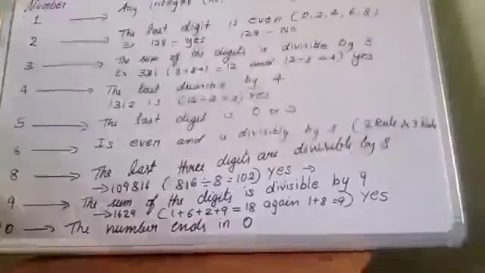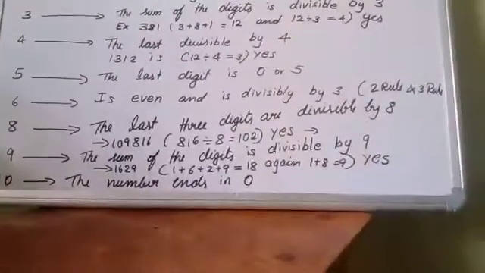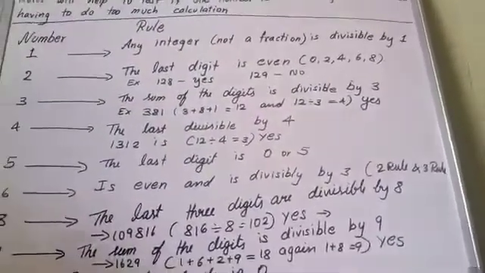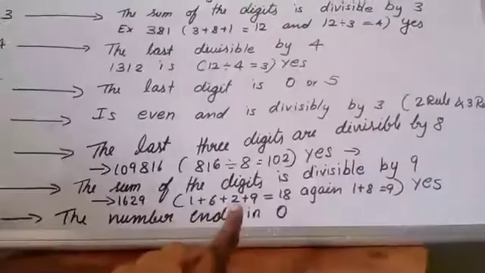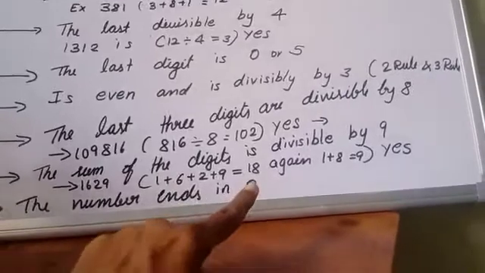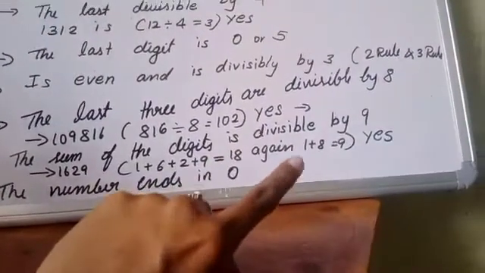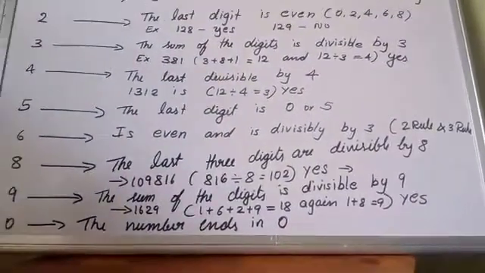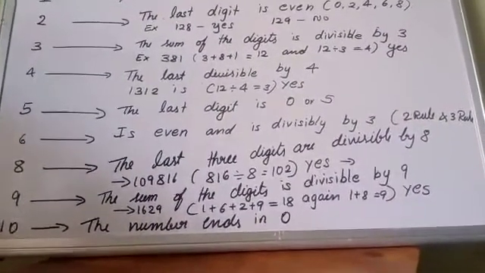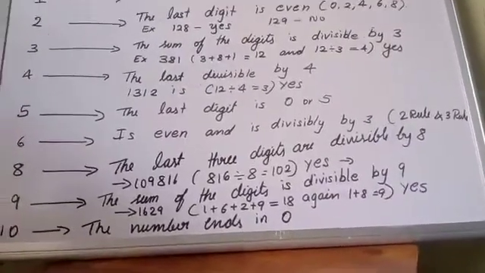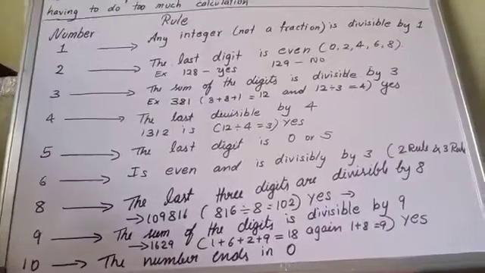Next, the sum of the digits must be divisible by 9. For 9 also, we use the sum. So for 1629, when you add the digits, you get 18. Again 18 is a 2-digit number, so we add 1 plus 8, which is 9. So that is also divisible by 9. Next, as you know very well, 10: if the number ends with 0, then automatically it will be divisible by 10.